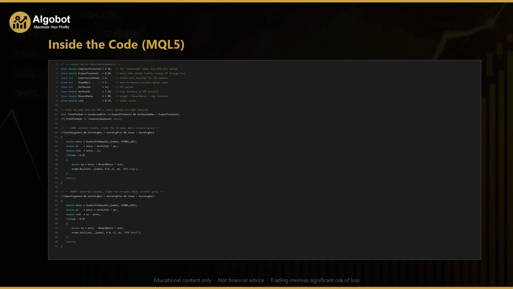The variable fresh fan open is true only when the previous bar's spread sat at or below the expand threshold and this bar's spread rose above it. Combined with recently squeezed, this insists on a genuine squeeze followed by a fresh expansion.